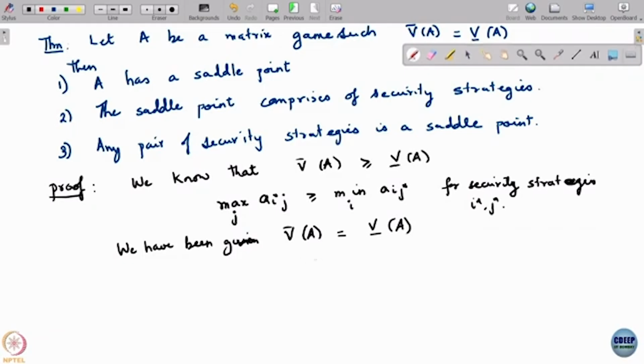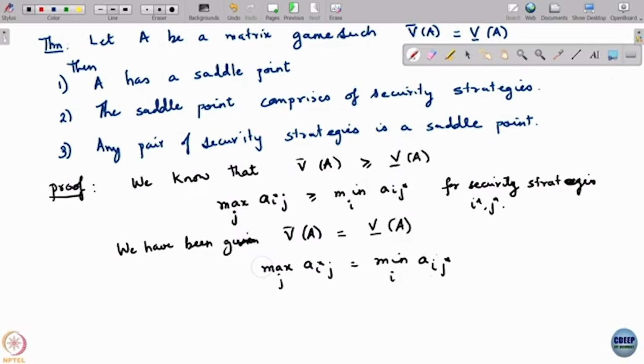So which means what? Therefore, we have max over j of a_{i*j} is equal to the min over i of a_{ij*}. Remember, i* and j* are security strategies. Now, what I need to show is basically that this i*, j* in fact form a saddle point.